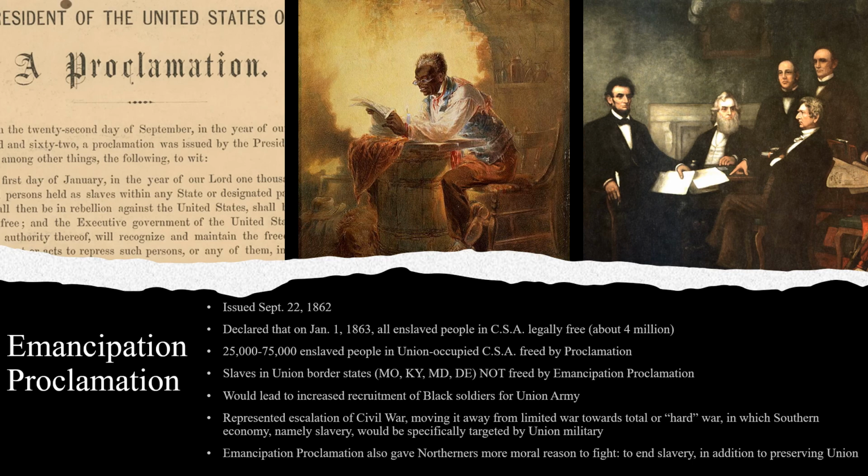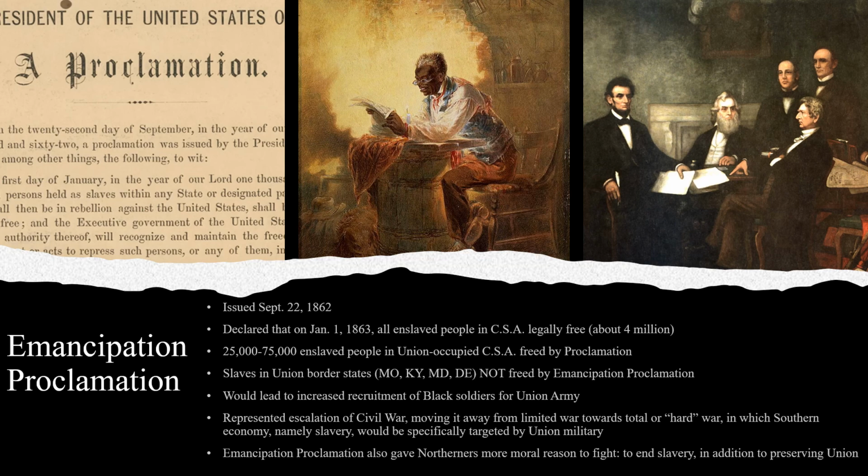The Emancipation Proclamation was a document which declared that on January 1, 1863, all enslaved people living in Confederate-held territory were to be considered free. Slaves living in Union slave states, Missouri, Kentucky, Maryland, and Delaware, were still left in slavery. While the Emancipation Proclamation has been criticized for not freeing all enslaved people, it prepared for the emancipation of about 3.5 million of the nation's 4 million enslaved people.